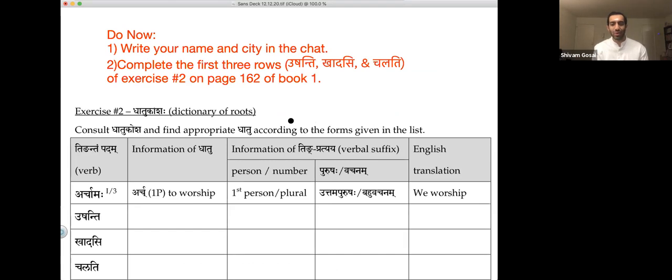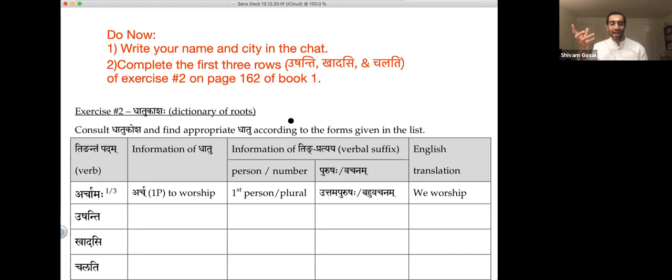So if you remember, what we're looking at is dhatus, right? Within verbs, there's 2 types of words, right? Verbs and nouns. So Tingantapadam and Subantapadam. Within Tingantapadam, we're looking at dhatu and Ting Pratyaya. Within Ting Pratyaya, we saw 1 to 10 ganas, and we saw P, A, and U. The dhatus are Parasmaipadi, Atmanepadi, and Ubhayapadi.